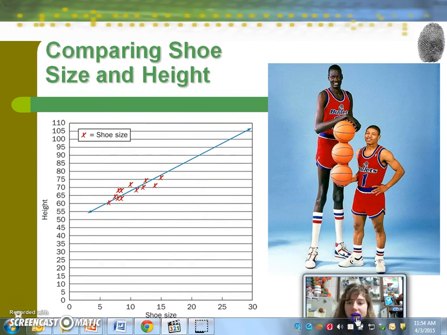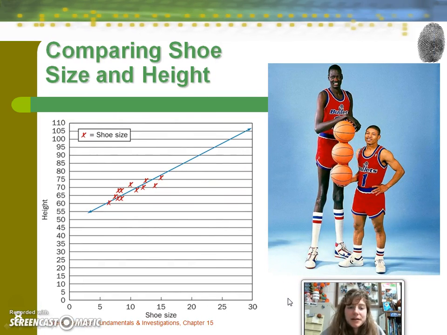This is the correlation that exists between shoe size and height. By the way, picture to the right here is the tallest player ever to play in the NBA, Manute Bol, and he is 7'7". And then the shortest player to ever play in the NBA, Muggsy Bogues, who is 5'3". So their shoe size would also be correlated with their height, and as you can see, there's a direct relationship between increased shoe size and increased height.